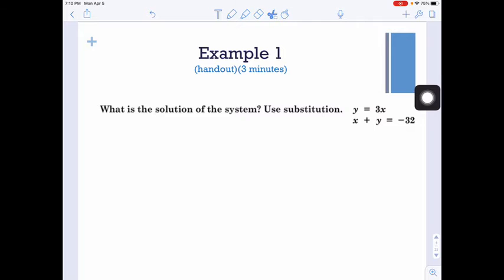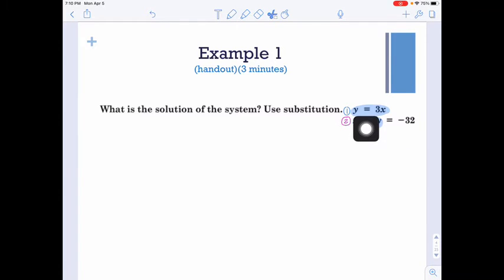Example 1 says, what is the solution of the system? Use substitution. y equals 3x and x plus y equals negative 32. It's important to label our equations as equation 1 and equation 2 so that we can keep track of which equations we are using. Next, we want to check to see if we can find a variable that would be easy to isolate. Well, in equation 1, the y is already isolated, so that step is done.